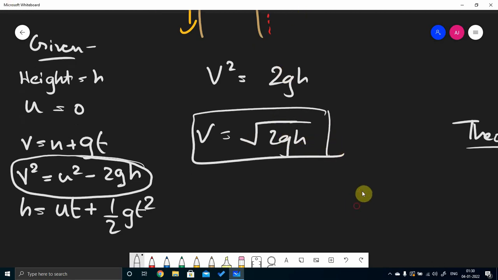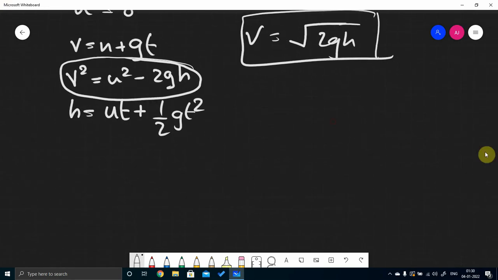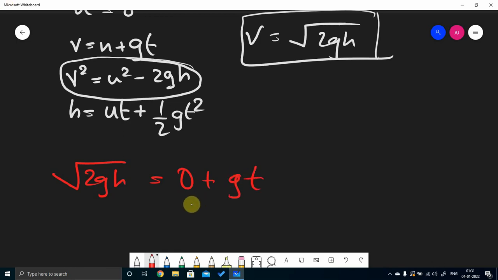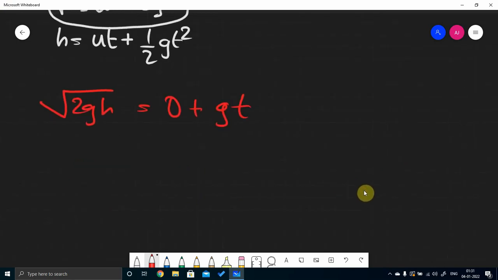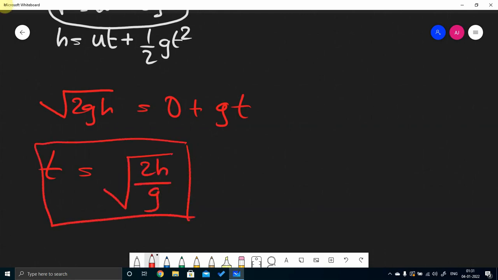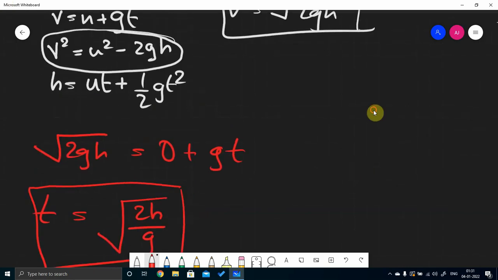Now I would suggest that you try this on your own, but if you want to just see it, it's cool. So now we can calculate the time. I know we could have just done it from here, but this is a lot simpler. We know the final velocity, under root 2gh, is equal to initial velocity, which is 0, plus gt. So can I write t as under root 2h by g? I can say this, right? So now we have calculated t.